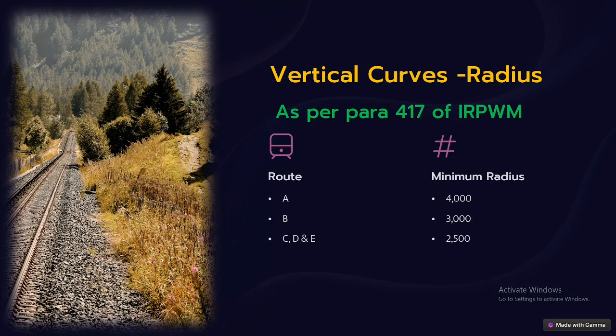However, the Indian Railway Permanent Way Manual stipulates the minimum radius of the vertical curve to be provided for various routes in MG. As per para number 417 of IRPWM, for group A the minimum radius is 4,000 meter, for group E it is 3,000 meter, and for other routes, C, D and all, 2,500 meters.